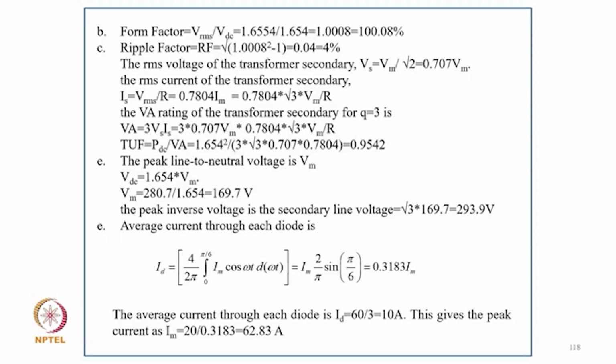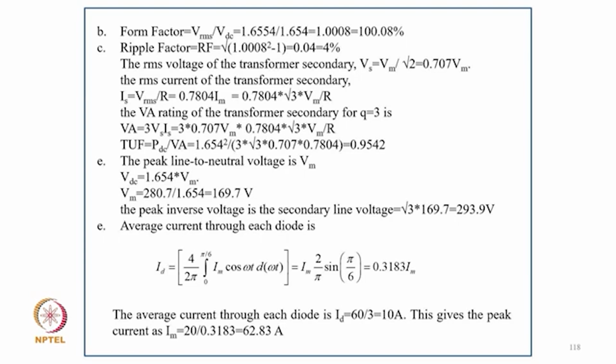And the RMS voltage of transformer secondary Vs equal to 0.707 Vm, and RMS current of transformer secondary Is equal to 0.7804 Im, and the VA rating of the transformer for q equal to 3, VA equal to 3 Vs Is, so it becomes transformer utilization factor equal to 0.9542. The peak line to line RMS VDC equal to 0.65 Vm, and Vm equal to 281, that is 167.7 volt, and the peak inverse voltage of secondary is root 3 times 169.7, that is 293.9 volt.